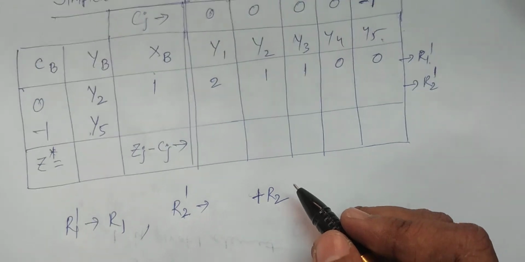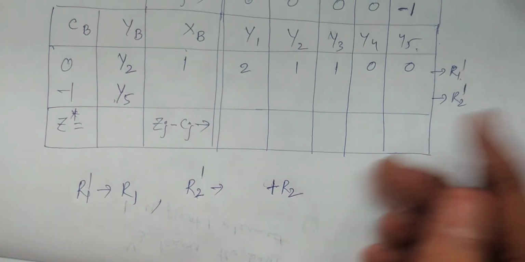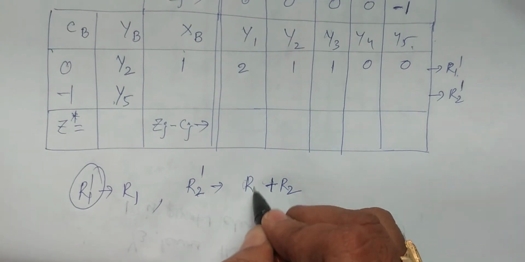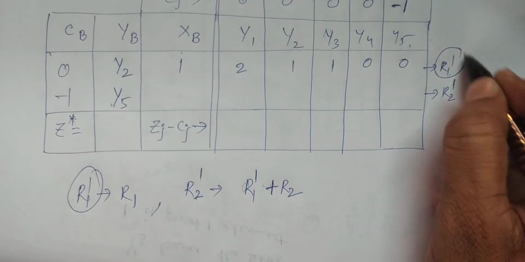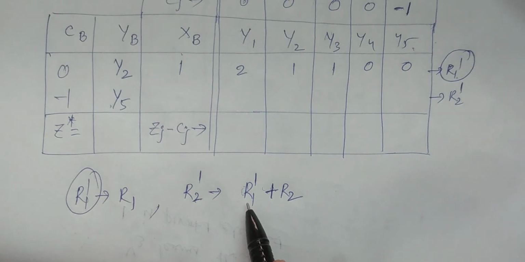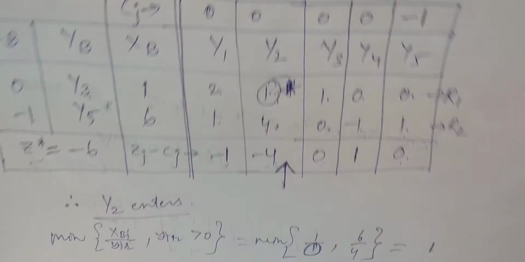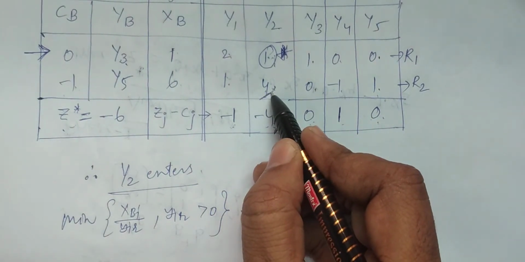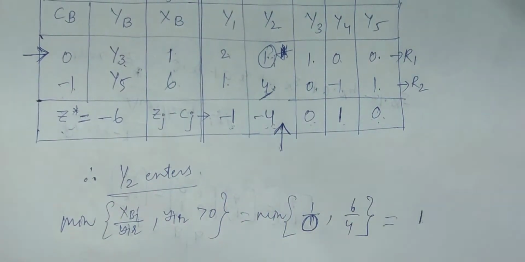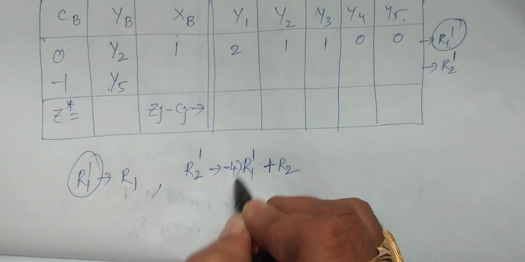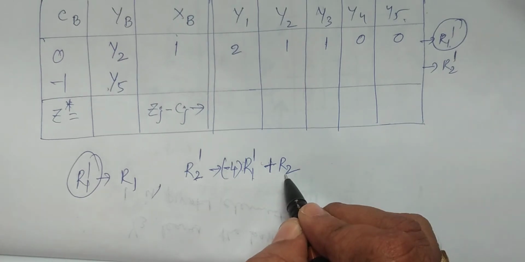First of all you have to write plus R2, and then multiply whatever R1 dash, which is entered first in the simplex table 2. You have to multiply the element that is to be converted to unity. The element is 4, and it is to be converted to unity. So therefore you have to multiply with minus 4. That is minus 4 into R1 dash plus R2.